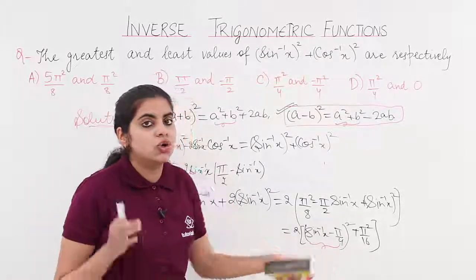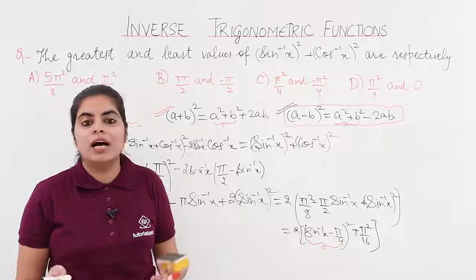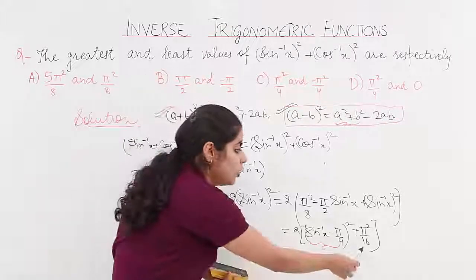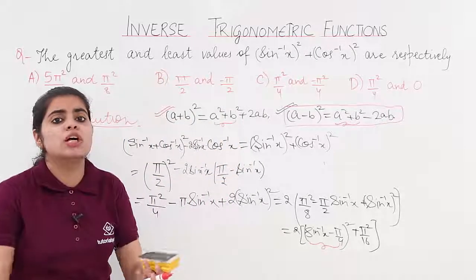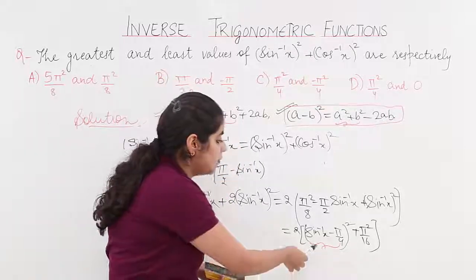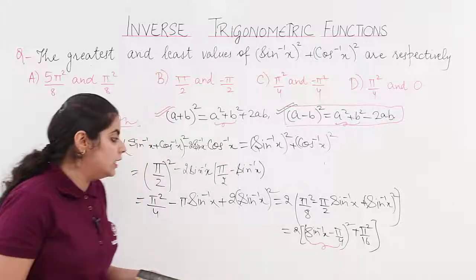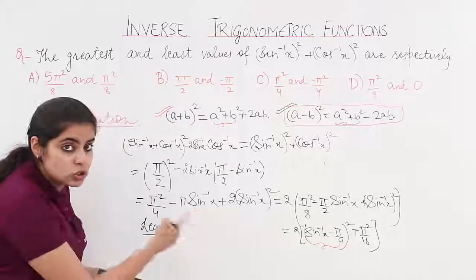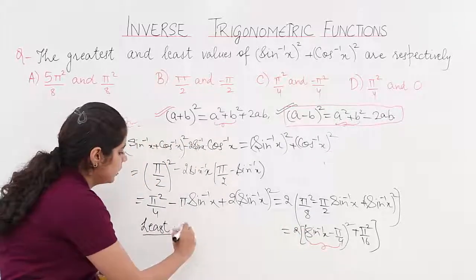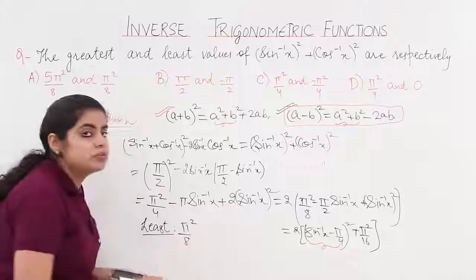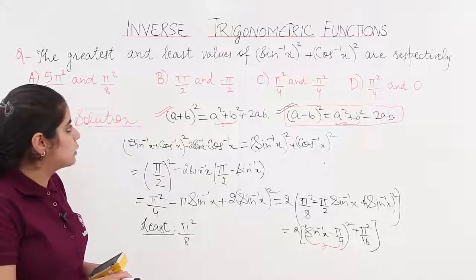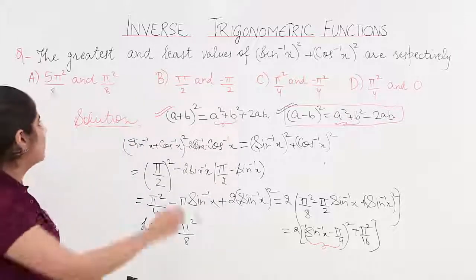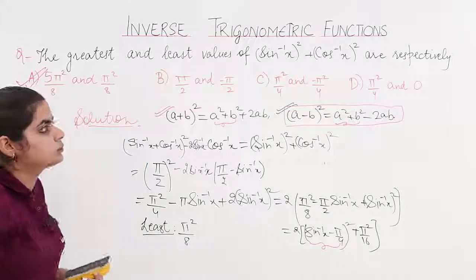The least for the addition of two quantities is possible when either both the quantities are 0 or at least one quantity is 0. I cannot make pi square by 16 zero, it is a constant quantity, but yes, I can make the other factor 0. So, the least value is what? Least is 2 into pi square by 16, that is pi square by 8. So, first check the options where you get pi square by 8. Pi square by 8 is in option number A only, so my answer is option number A.